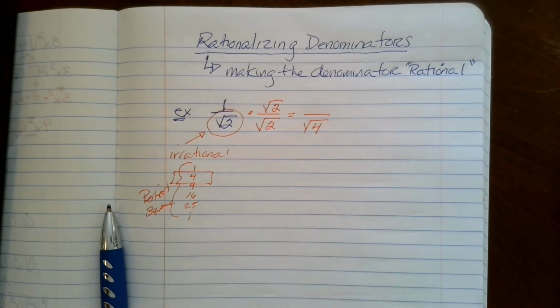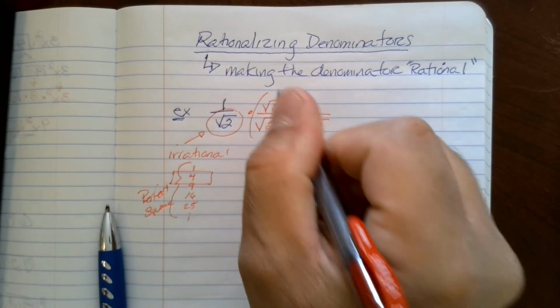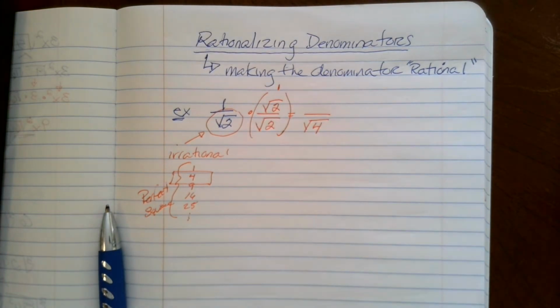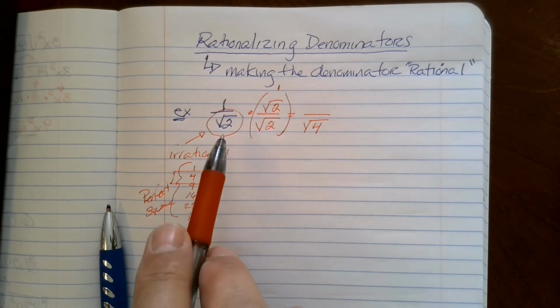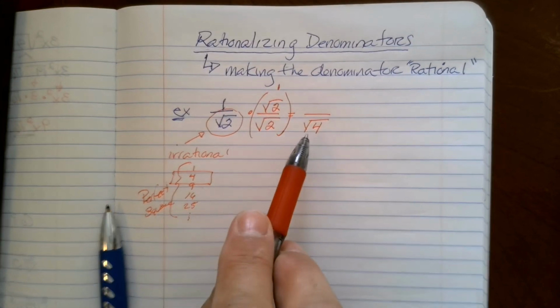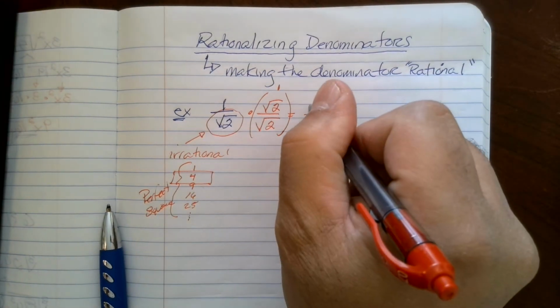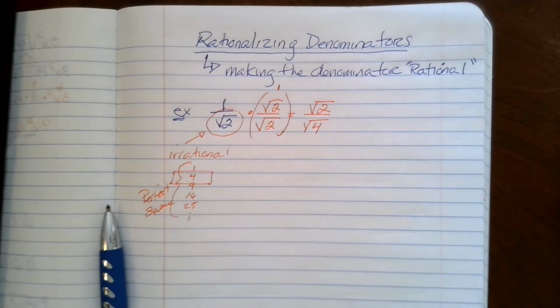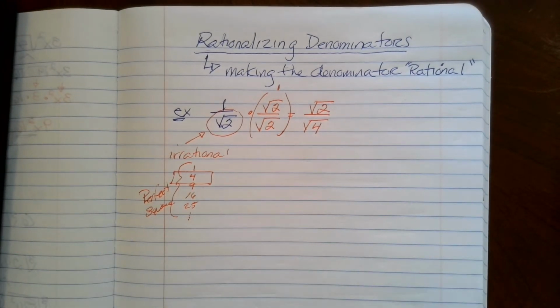This does not change the value of the fraction because radical 2 over radical 2 is just 1, right? And anything times 1 is itself. So we're creating an equivalent fraction. So radical 2 times radical 2 is radical 4, and 1 times radical 2 is radical 2. So now I have the square root of 2 over the square root of 4.